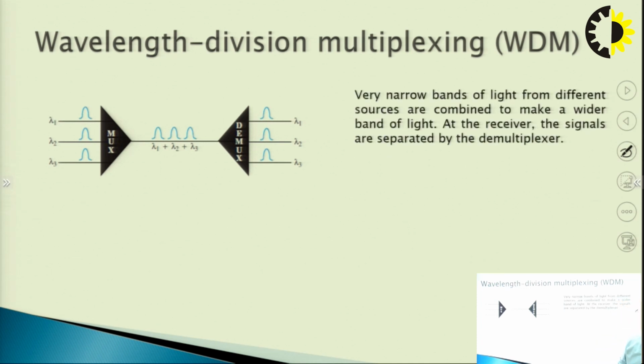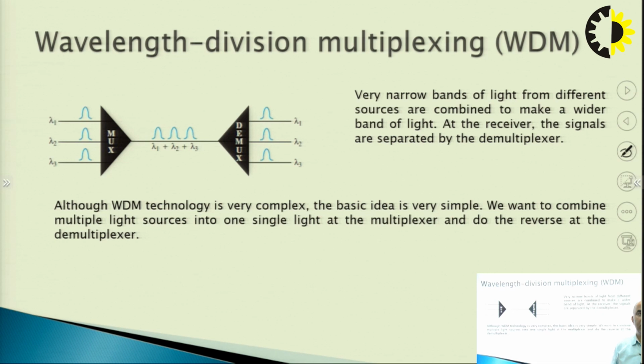Here we use very narrow bands of light from different sources, combined to make a wider band of light. At the receiver, the signals are separated by the demultiplexer, as I already told you. Although WDM technology is very complex, the basic idea is very simple. We want to combine multiple light sources into one single light at the multiplexer and do the reverse at the demultiplexer.